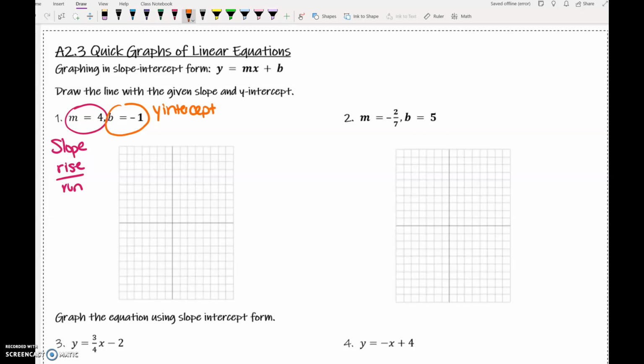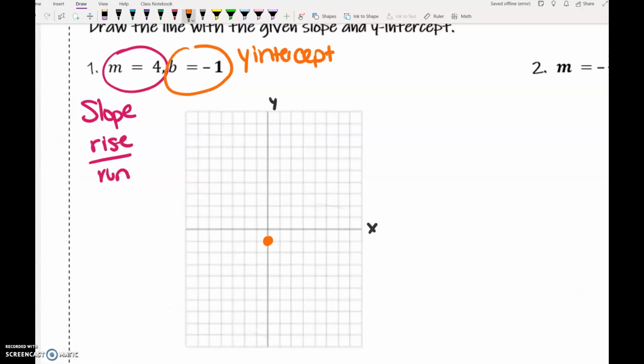I like to think of b as where you begin on the y-axis. You always begin on the y-axis. It's the y-intercept, where the graph crosses the y-axis. And on this little graph, this is the x-axis, the vertical one is the y-axis. So on that vertical line, we need to find -1. So from the origin, go down 1, and that's where our first point is going to be.